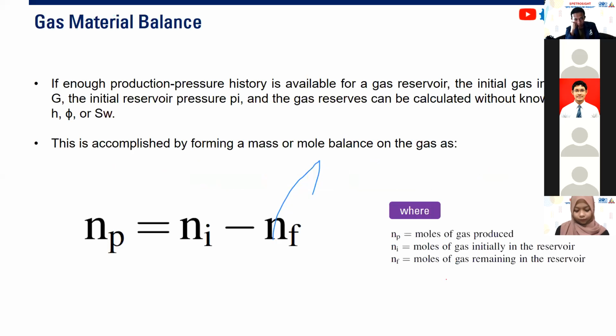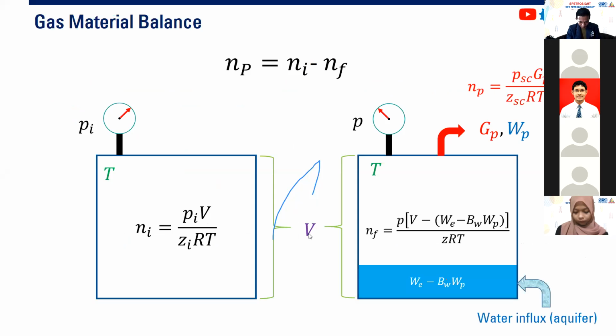Okay, the gas material balance is quite simple. We do a mole balance here. Np is moles of gas produced, Ni is moles of gas initially, and Nf is moles of gas remaining. Or you can also call them P for produced, I for initial, F for final. So Np is Ni subtracted by Nf. So this is the conceptual model.